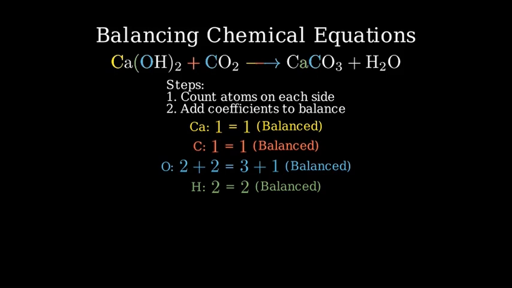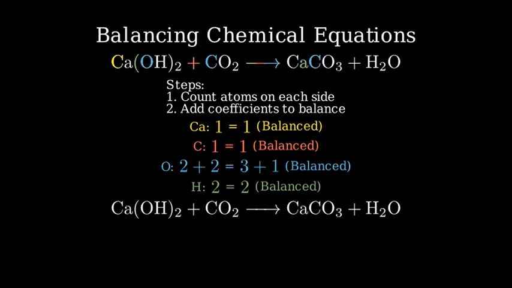As we can see, all atoms are already balanced in this equation. We don't need to add any coefficients. So our final balanced equation is the same as our starting equation. Calcium hydroxide plus carbon dioxide yields calcium carbonate plus water.